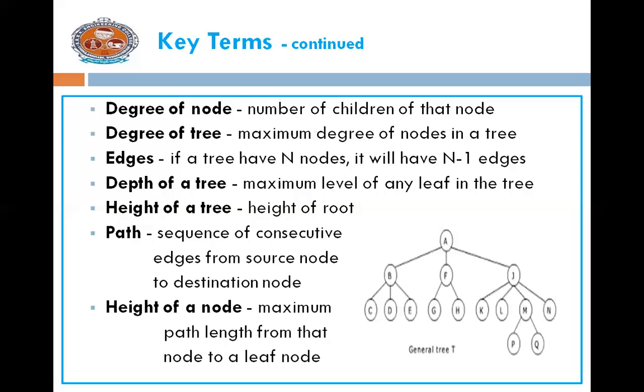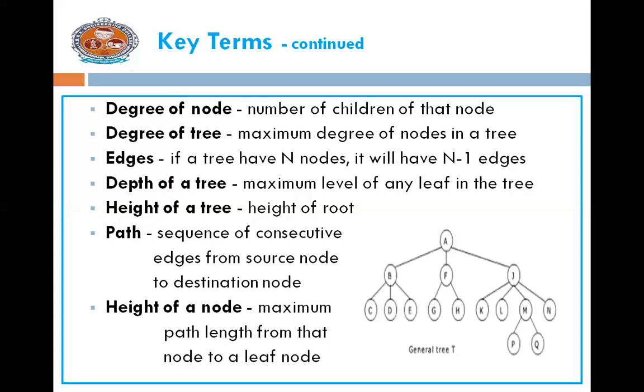Path: a sequence of consecutive nodes from the source node to the destination node. For example, if you consider the path from A to Q, the path is A, J, M, Q. It is called a path. What does the path AQ mean? You have to give it as A, J, M, Q.